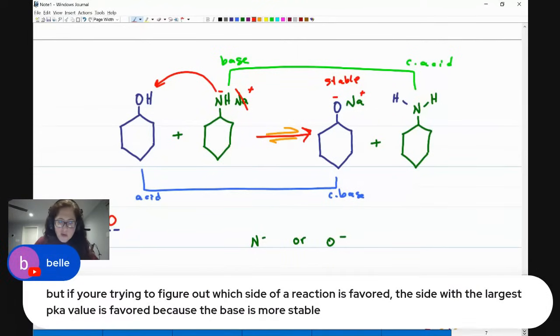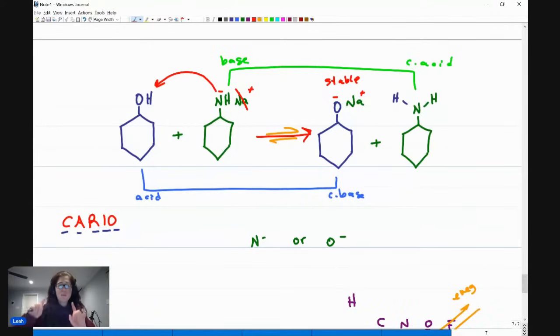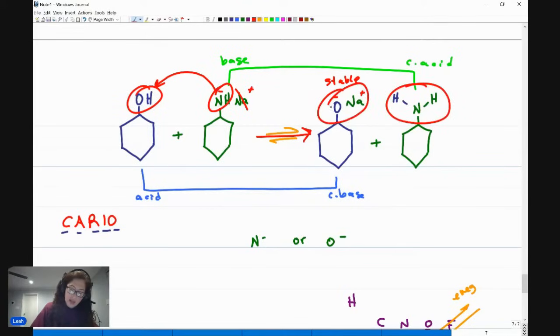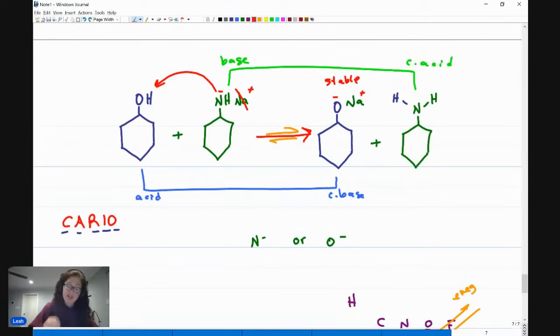If you're trying to figure out which side of a reaction is favored, the pKa value matters if you're looking at acids or bases, protonated, deprotonated. I'm challenging you to solve this based on stability, because if you're not given a pKa table, I want you to be able to solve it with just looking at it. The overall charges, neutral, negative, neutral, negative. So I was looking at the stability of the one that is less stable. Negative is less stable than neutral.